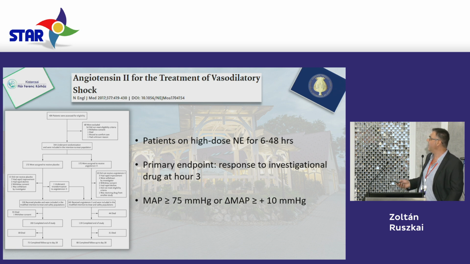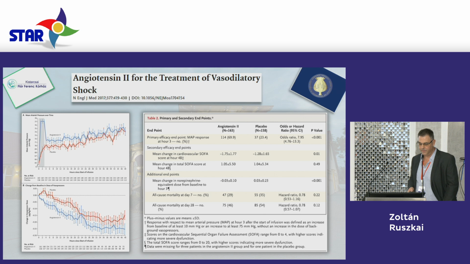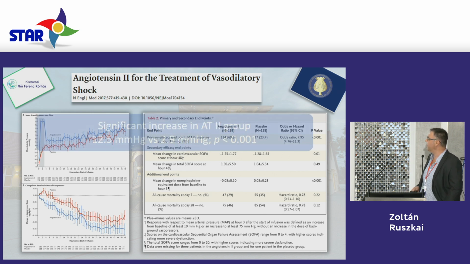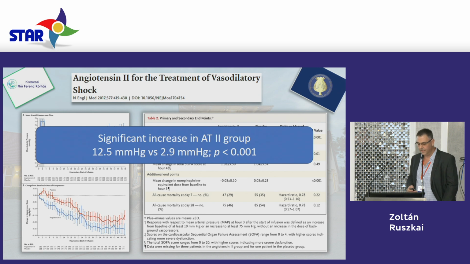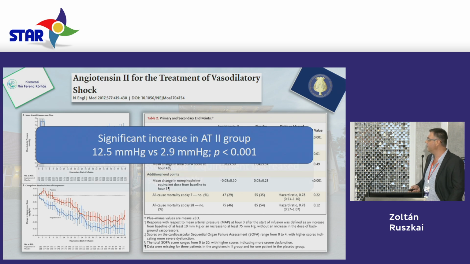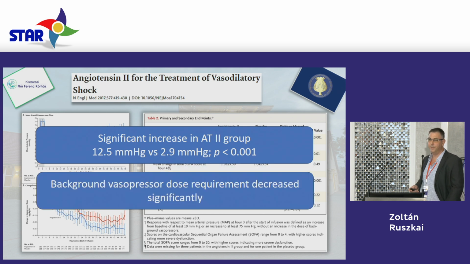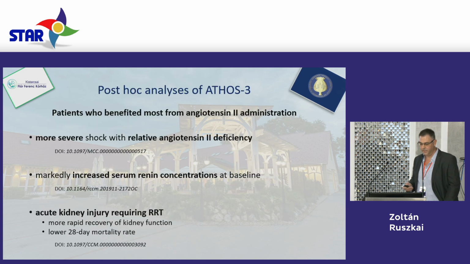These patients were on high dose norepinephrine for 6 to 48 hours. The primary endpoint was response to the investigational drug. It was a placebo-controlled trial, and they found that angiotensin II had a significantly more increase in MAP as compared to patients who received placebo. Moreover, the background vasopressor requirement decreased if they were given angiotensin II.